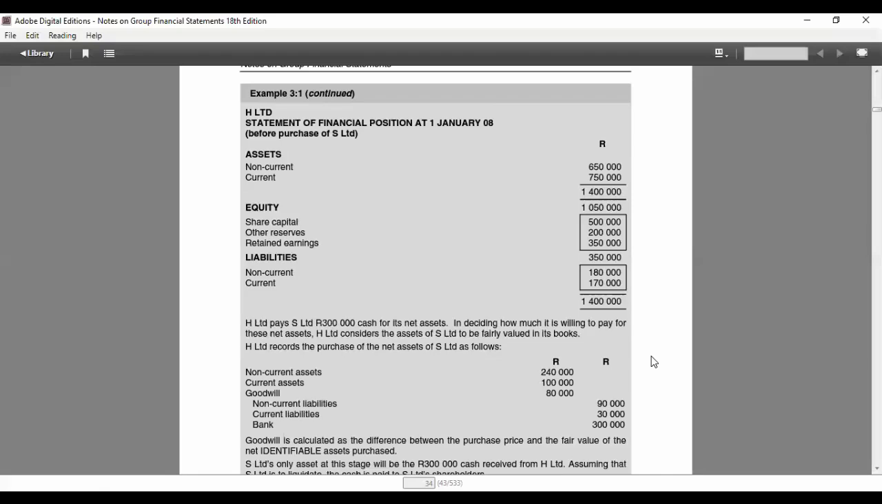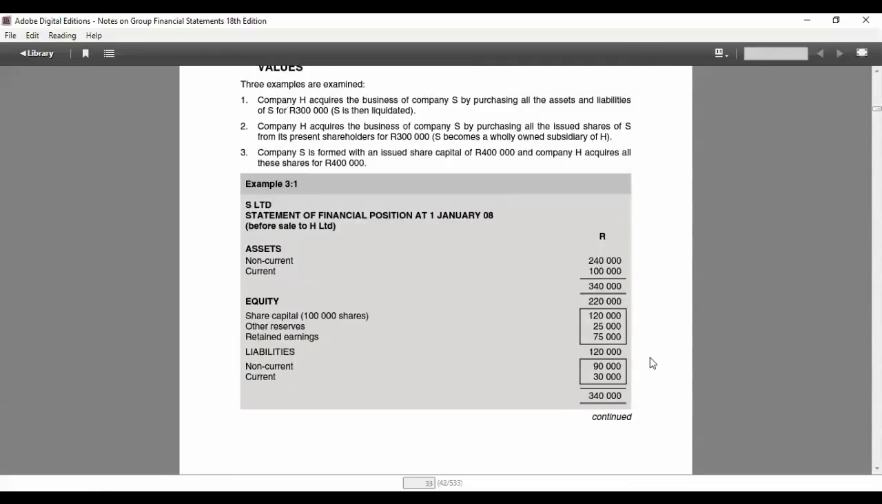Okay, so in deciding how much it was willing to pay for these assets, H considered that S Limited's assets were fairly valued. So in other words, when we go back and have a look at S's statement of financial position, the non-current assets are worth 240,000. Our current assets are worth 100,000. Our liabilities are worth 120,000. So that means that they are actually acquiring 220,000 rands worth of net assets, because they're getting 340,000 of assets, but they are taking over 120,000 rands worth of liabilities. So our net assets is equal to our assets minus our liabilities, which would equal 220,000.